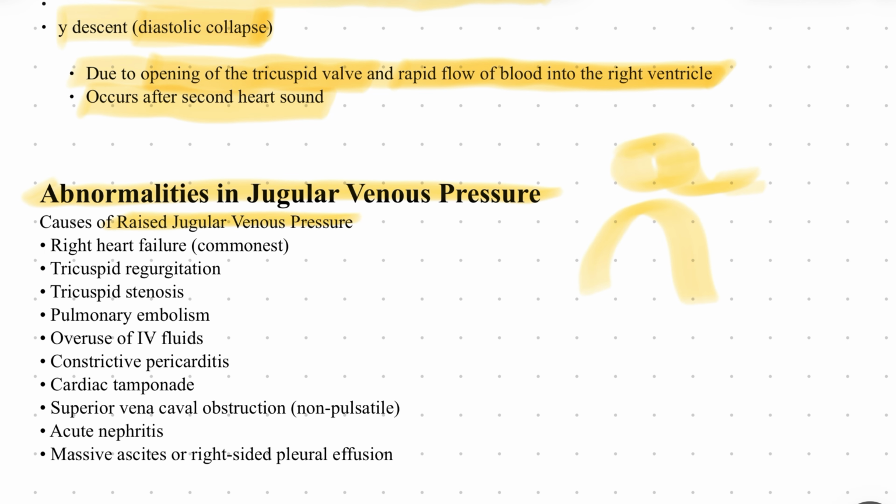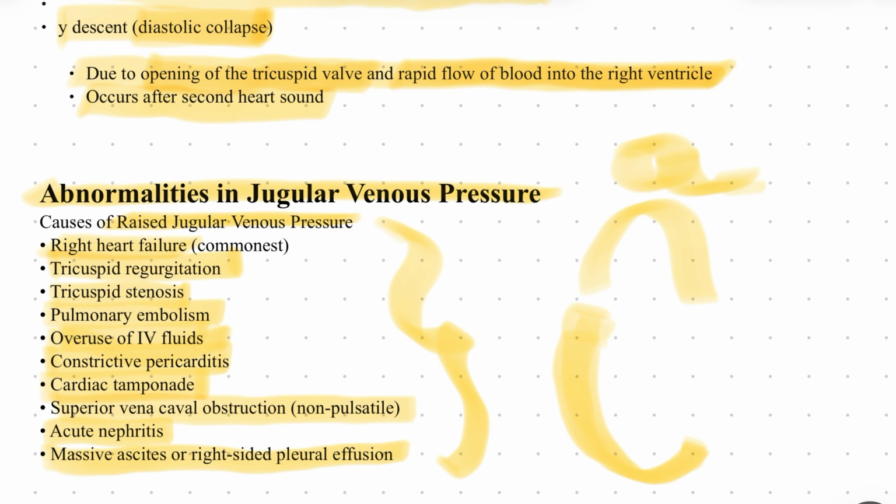Causes of raised JVP are right heart failure, tricuspid regurgitation, stenosis, pulmonary embolism, overuse of IV fluids, constrictive pericarditis, cardiac tamponade, superior vena cava obstruction, acute nephritis, massive ascites, or right-sided pleural effusion. After knowing all these causes, the main point to remember is that it is completely affecting the right portion of your heart. It may be atria or ventricle, mainly related to the right, since JVP is reflecting your right atrium.